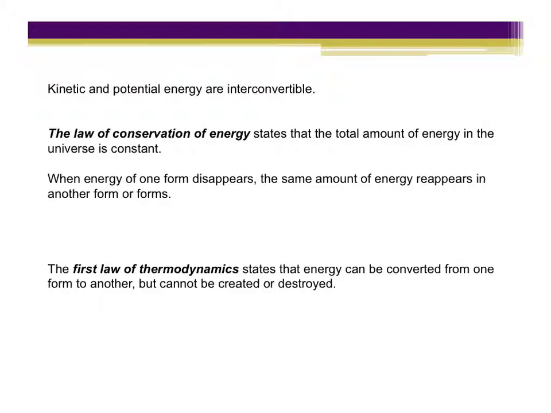Since we know that the total energy of a system is composed of the sum of the kinetic and the potential energies, and we know that based on the law of conservation of energy, the total amount of energy in the universe is constant, and energy cannot be created or destroyed, only transferred from one form to the other, then energy therefore is interconvertible. Kinetic and potential energy are interconvertible.